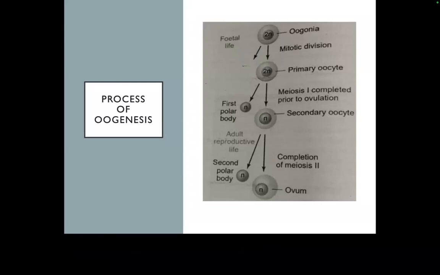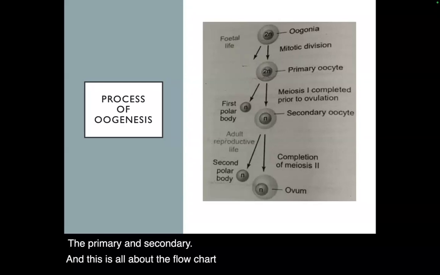This is the secondary oocyte. And here you have mitotic division, whereas in the growth phase and maturation phase you will have meiotic division. So here it will be meiosis 1 and here you will have meiosis 2. When you come to the polar body, this will completely degenerate. This is of no use. Only the primary oocyte and secondary oocyte will have a chance to form an egg. And this is all about the flow chart. If you have any doubt, you can ask me about the flow chart. Is it okay?